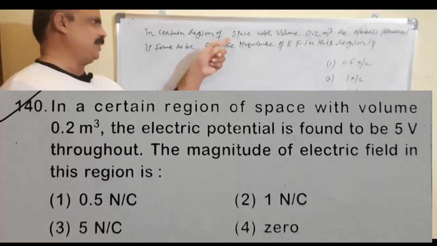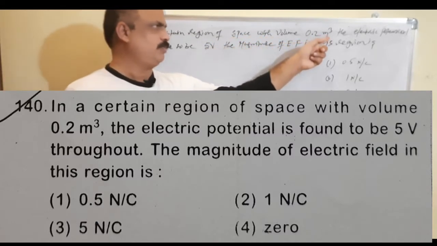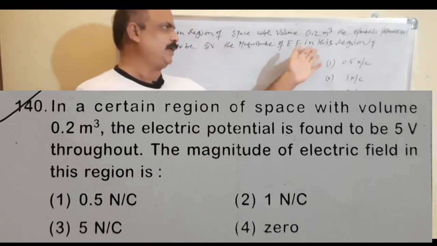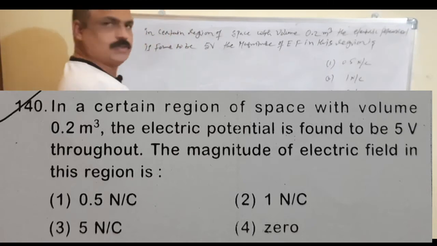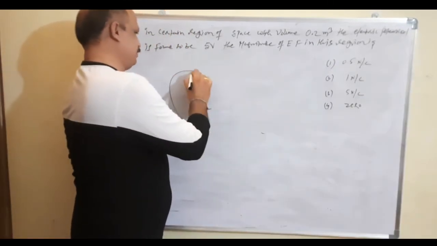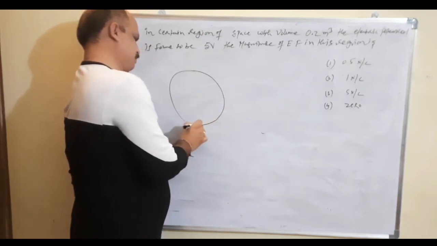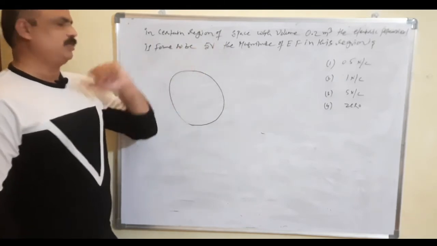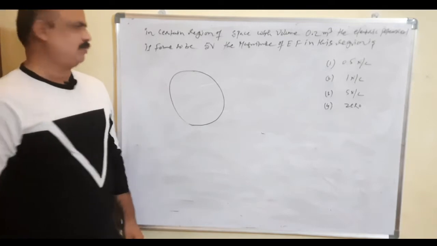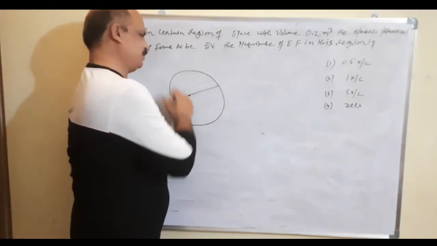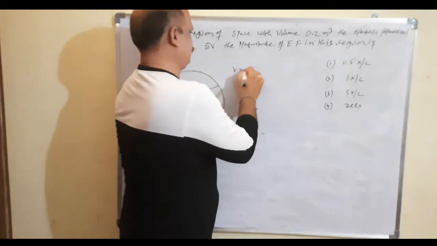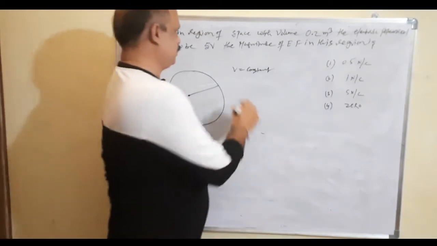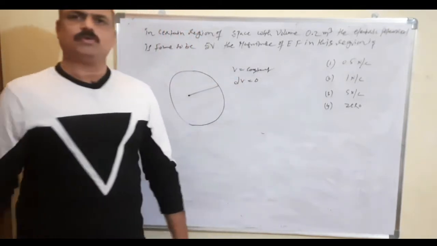In a certain region of space with volume 0.2 meter cube, the electric potential is found to be 5 volts. Then the magnitude of electric field in this region is? So in this region, at anywhere, the electric potential is constant. From center to surface, electric potential V is constant. That means there is no potential difference between any 2 points. dV is equal to 0.